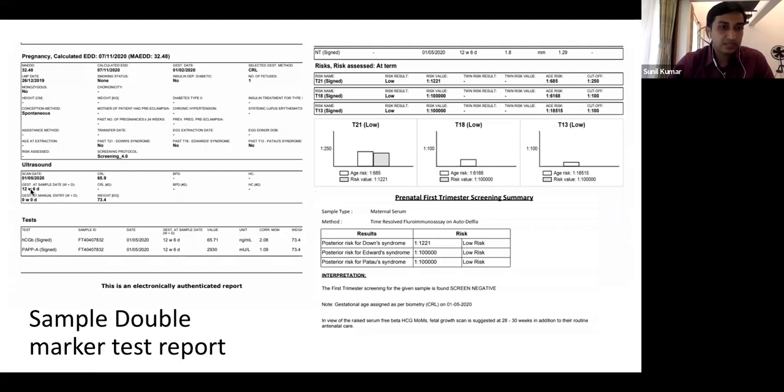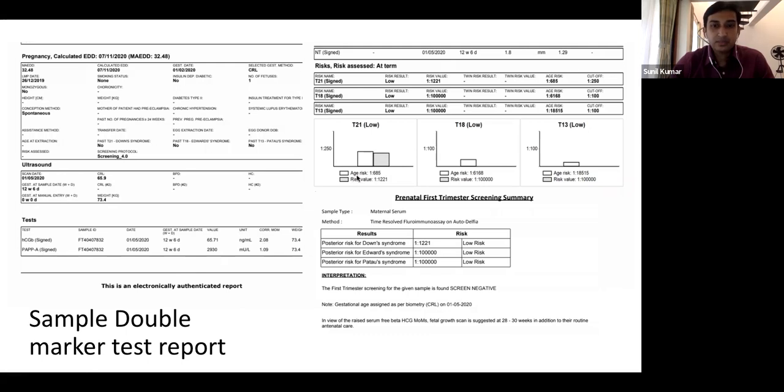CRL length has been mentioned. Scan gestation age, 12 weeks 6 days, has been mentioned. Here we have biochemical markers like beta HCG and PAPP-A. So it is showing, see, the corrected MoM is 2, which is abnormal. PAPP-A is 1. All right.